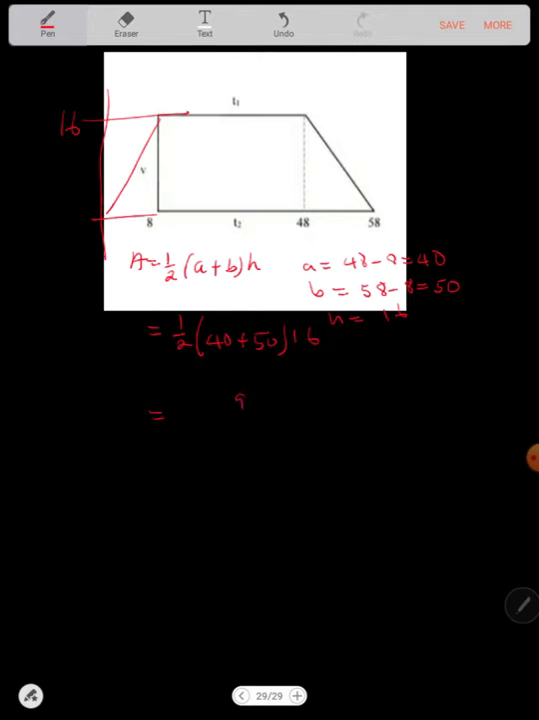Then we have 90 here, divided by 2, times 16. Well, this will be 45 times 16, since 2 into 90 is 45. 45 times 16 gives you 720 meters. Let's look at part C.